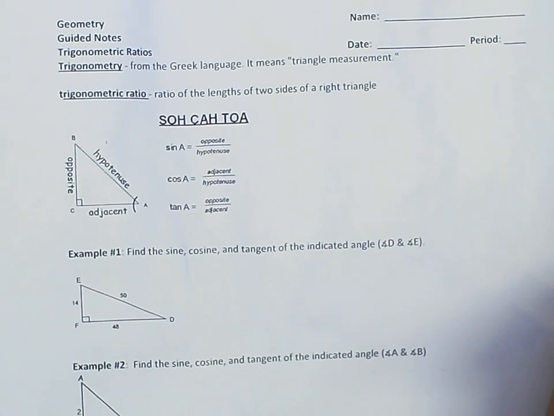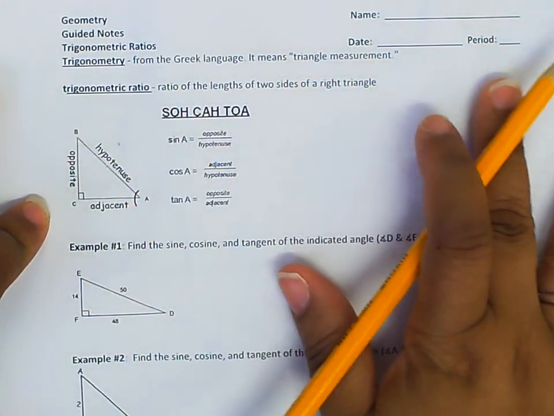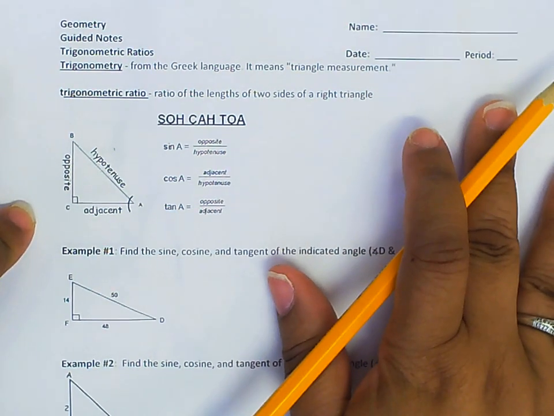All right, trigonometry, from the Greek language, it means triangle measurement, okay? Sorry, my paper's a little wrinkled. I spilled some water on it.